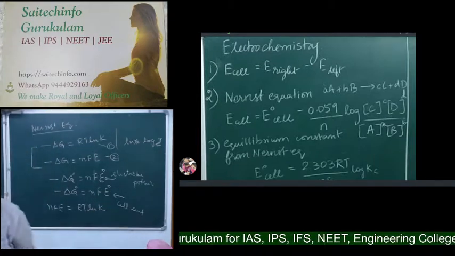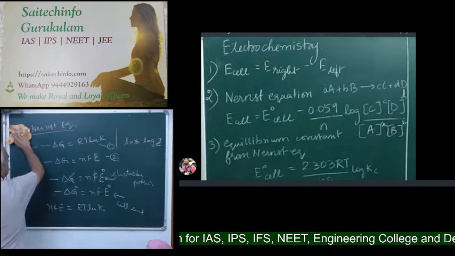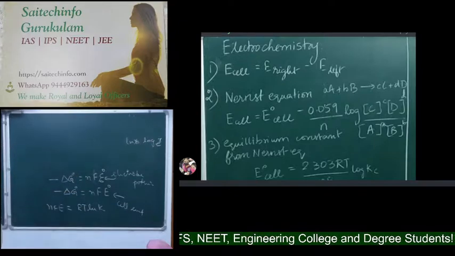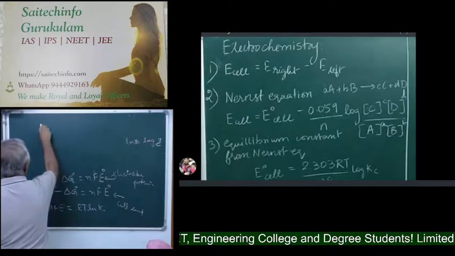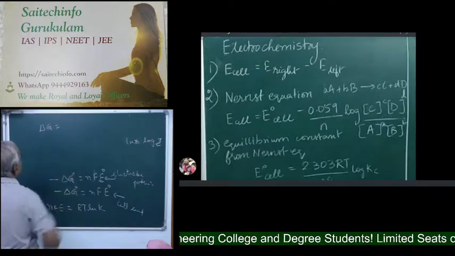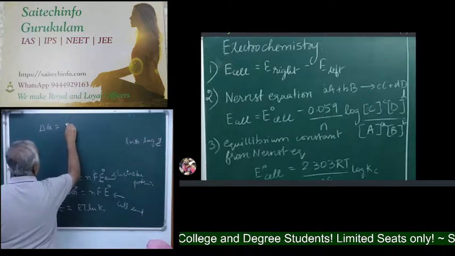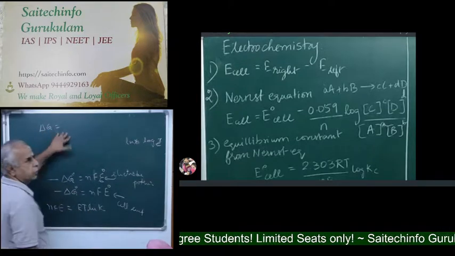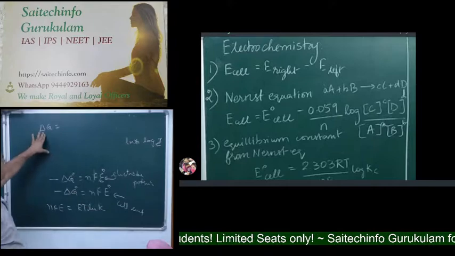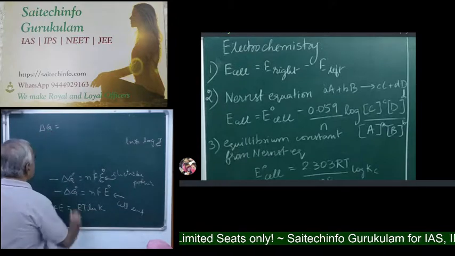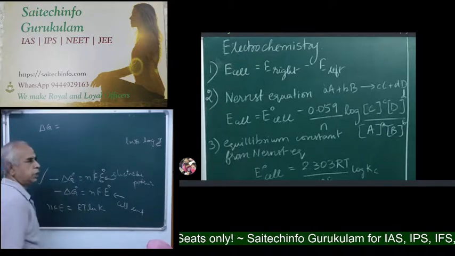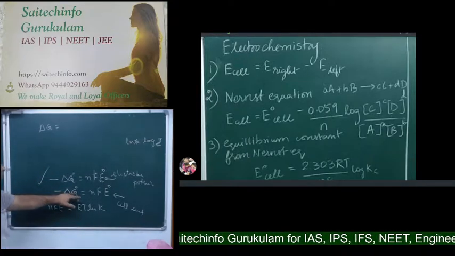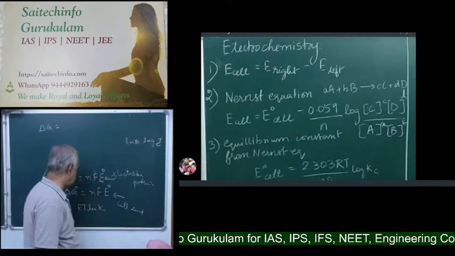Right. And we know delta G is given by, that is the decrease in free energy, as I already mentioned, decrease in free energy. So in this case, we have this delta G naught means, as I already mentioned, NF E naught. Okay, and what about this? This is NF E in terms of cell EMF.